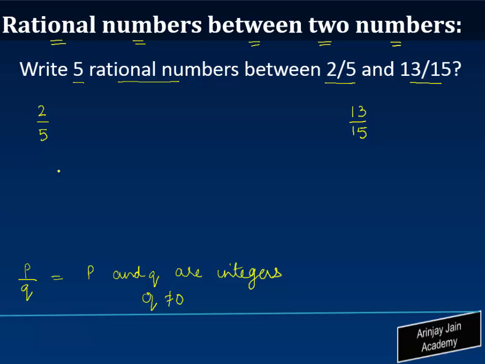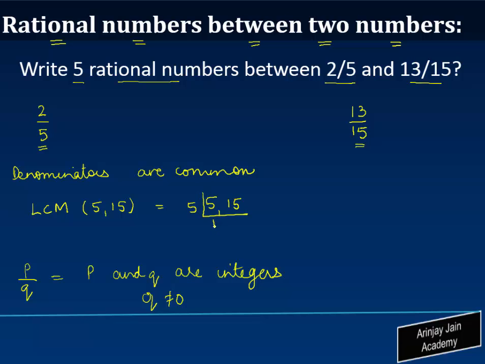And to find 5 of these numbers, the first step is to convert the given numbers into such a form that their denominators are common. For that, we need to find the LCM of the two denominators, which is 5 and 15 in our case. So if we find the LCM of 5 and 15, 5 times 1 is 5, 5 times 3 is 15, so 3 times 5, or 15, is the LCM of these two numbers.